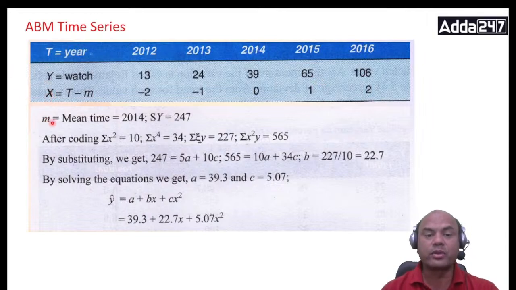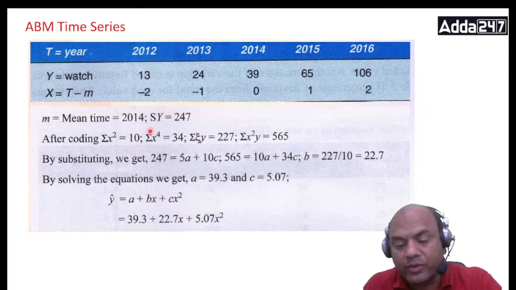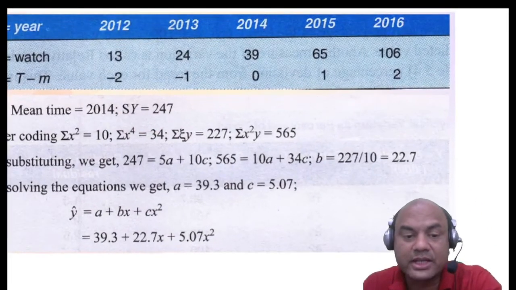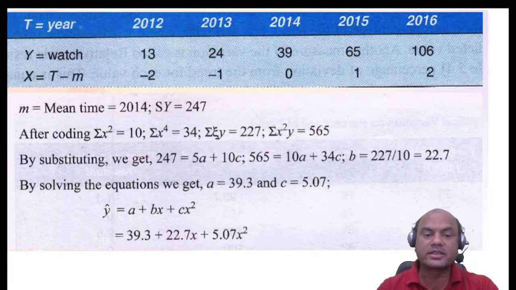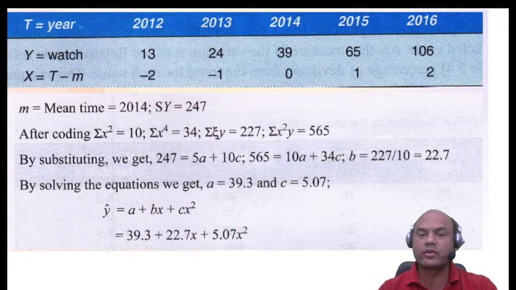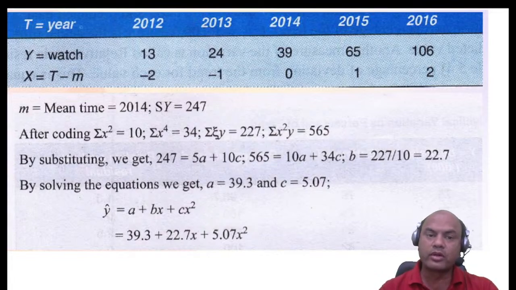So now, what is the mean time? Just now we saw this 2014. This is the mean time. Summation of y means this total. Summation of y is 247. Now we have to find the second degree equation. For that, after coding x, summation x square equals 10. See this, x you have got. Now do the summation of this. So summation x square means minus 2 square is 4, 4 plus 4 plus 1 plus 1.